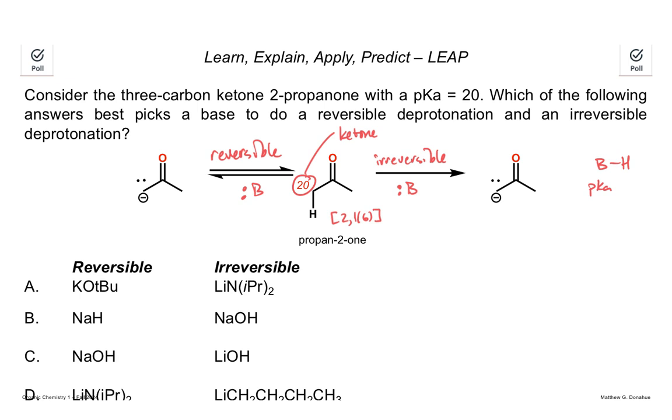So let me just give you the right answer, and then we'll explain why the other ones are wrong. The correct answer is A. If we want to do an irreversible deprotonation, we would use LDA. So again, that's lithium diisopropylamide. That will deprotonate, and then it's going to form diisopropylamine.